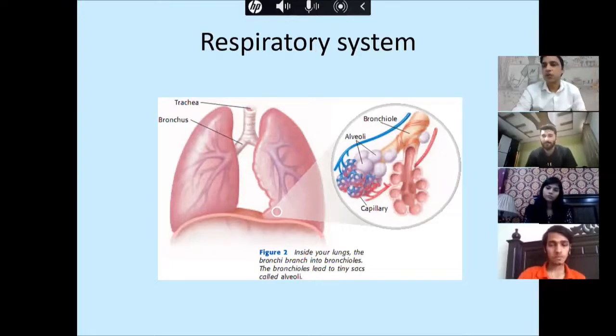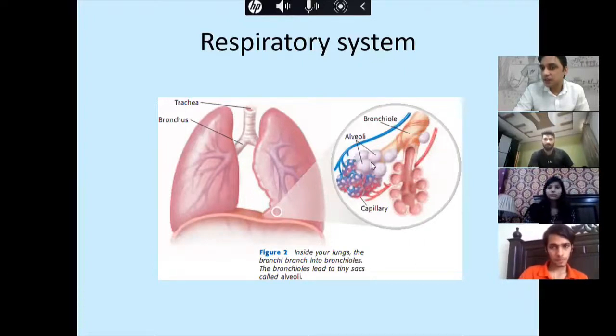So from the nose, from the air to the alveoli, there is no blockage. There should be no blockage. The air passageway should be kept open. So the exchange of gases should occur here. The exchange of gases occurs here. What is the exchange of gases? The carbon dioxide gas from the blood is thrown out into the air sac, and oxygen from the air sac is absorbed.